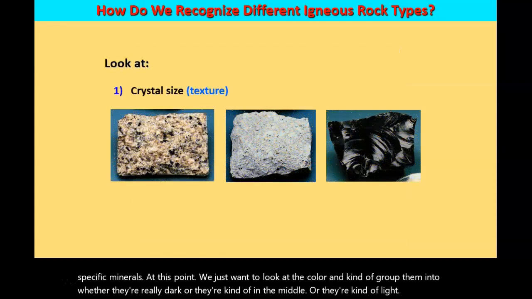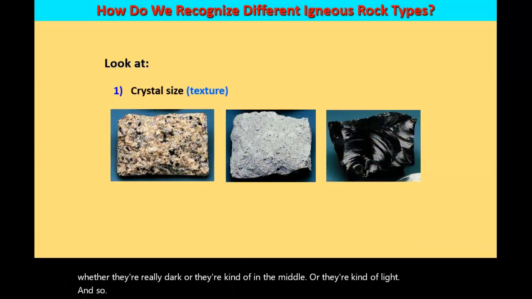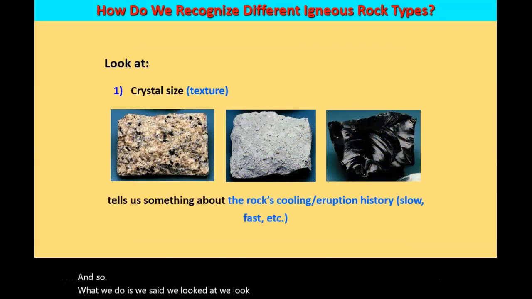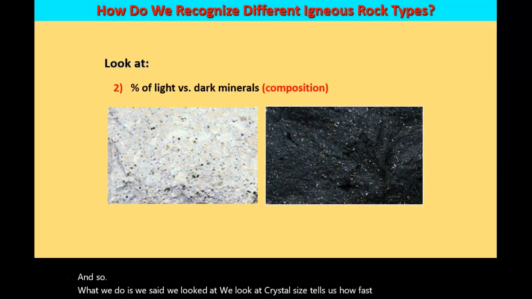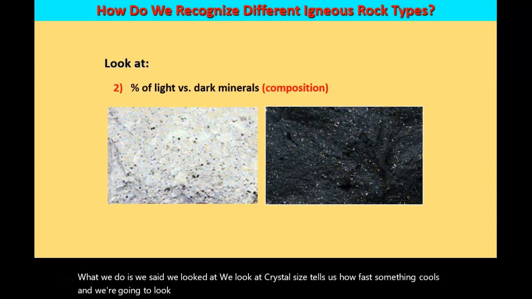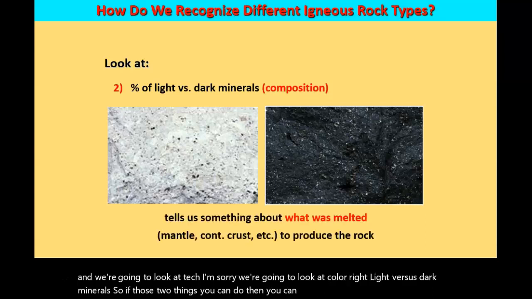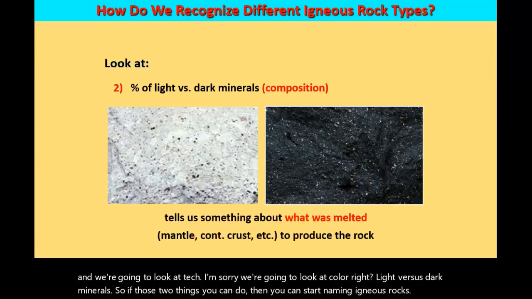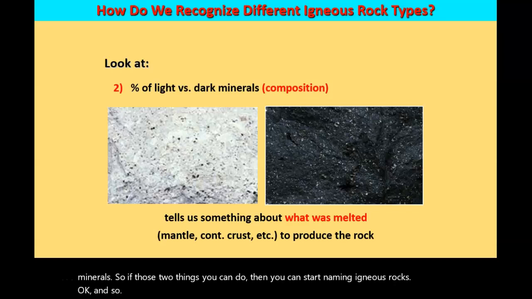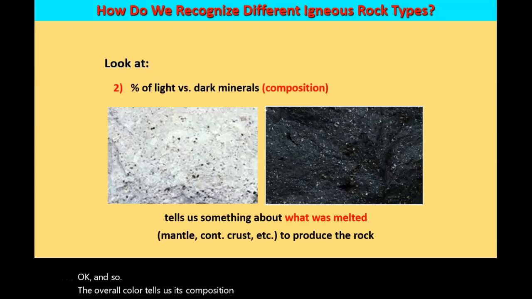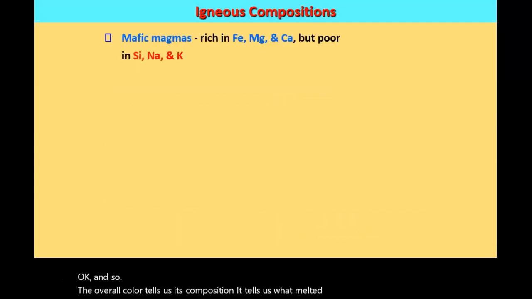So we look at crystal size, which tells us how fast something cools, and we look at color, light versus dark minerals. If you can do those two things, then you can start naming igneous rocks. The overall color tells us its composition. It tells us what melted to produce that rock, so that can help us too.